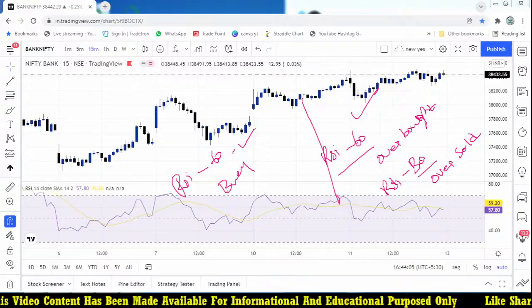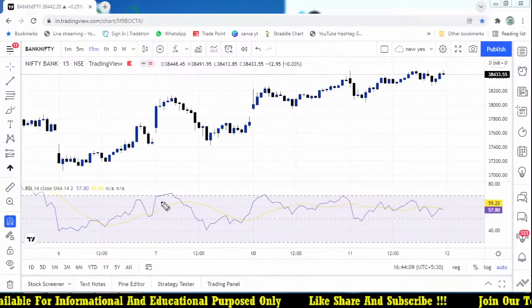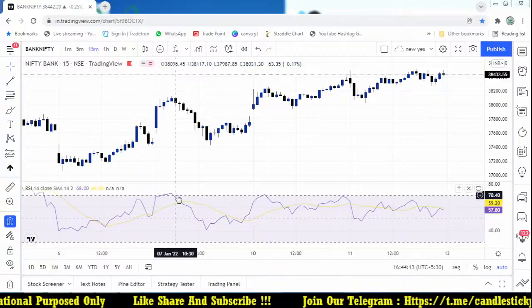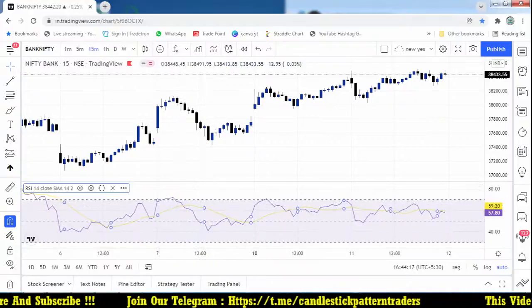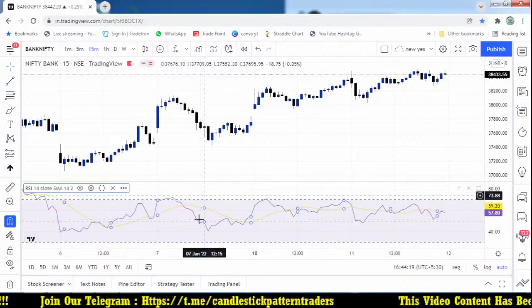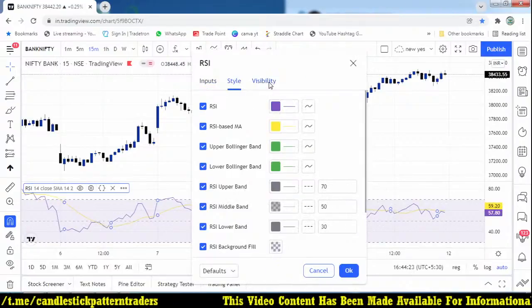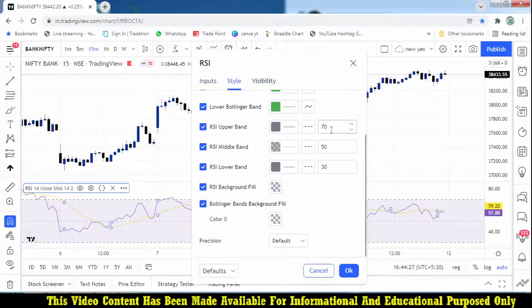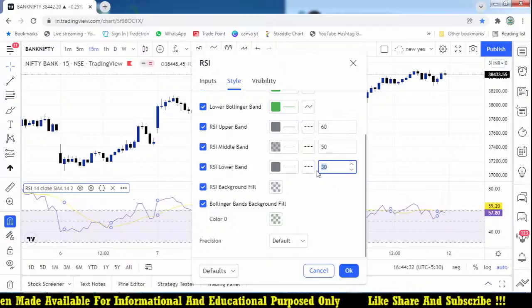So let me try it out. Okay, good. So you are talking about bullish. So this is the RSI here. We are going to make RSI 60 bullish and 30 bearish. Okay, good. So with RSI 60 you are talking about bullish and RSI 70 you are talking about bearish, right? So let me mark 60 and 30.